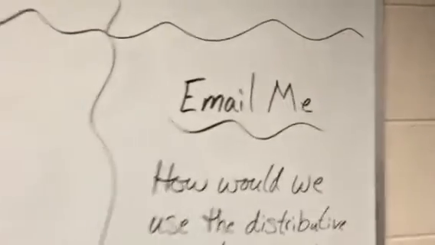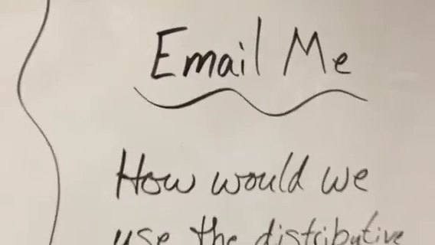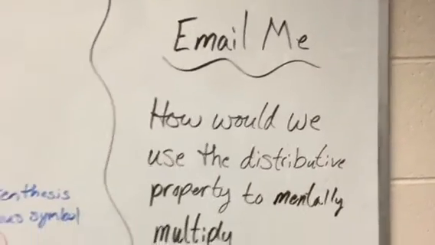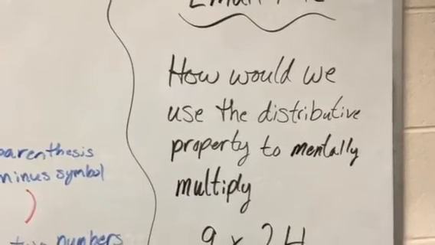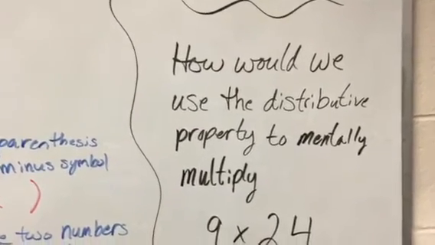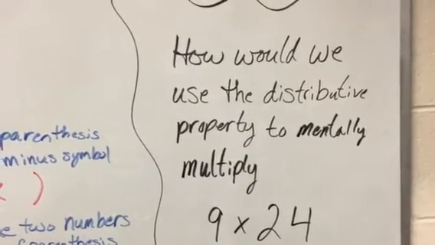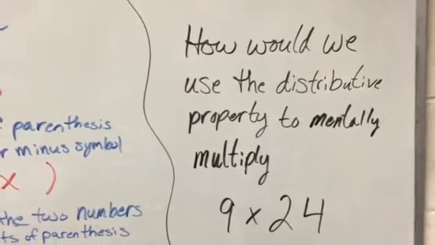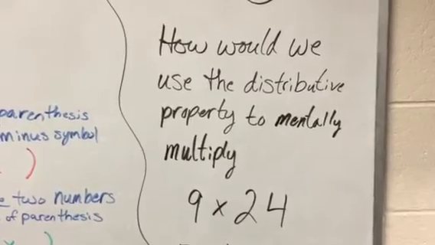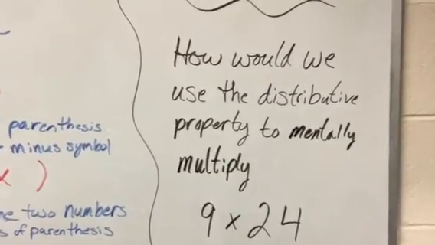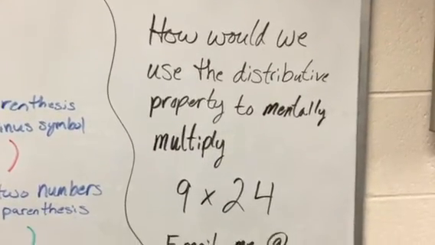Last thing I want to show you. I want you to email me. I really had a lot of fun talking to you guys about what was bigger or greater, 3 to the 15th power or 15 to the 3rd power, and it was amazing how much bigger 3 to the 15th power was. And now I think it really showed you a little bit more of how these numbers can be manipulated. So I want to see if you guys can do this. What would 9 times 24 be? How would we use the distributive property to mentally multiply 9 times 24?